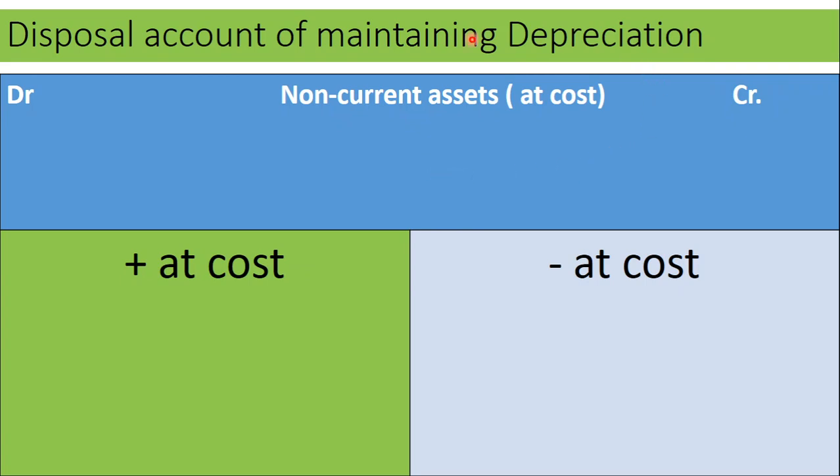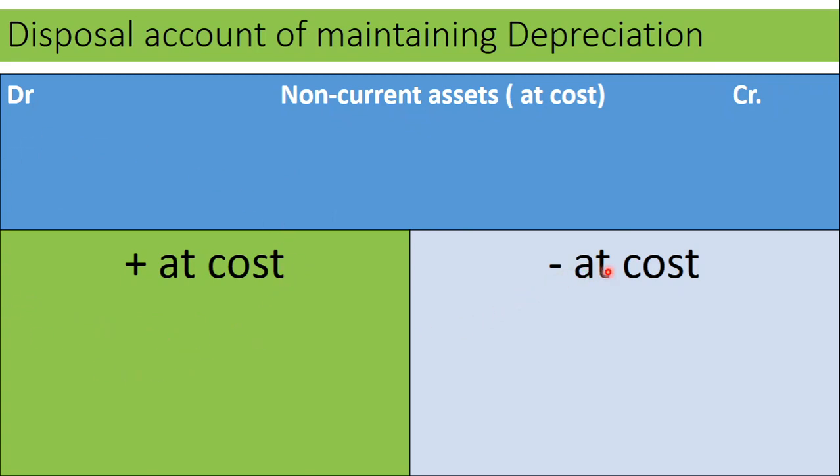While making the non-current asset account, this is your format. Look at this format, non-current asset, and you must maintain this at cost, always at cost. There's the debit side and the credit side. It's very simple. The debit side records all the increases in non-current assets. So if there's a purchase of a motor vehicle, you're supposed to put it on this side.